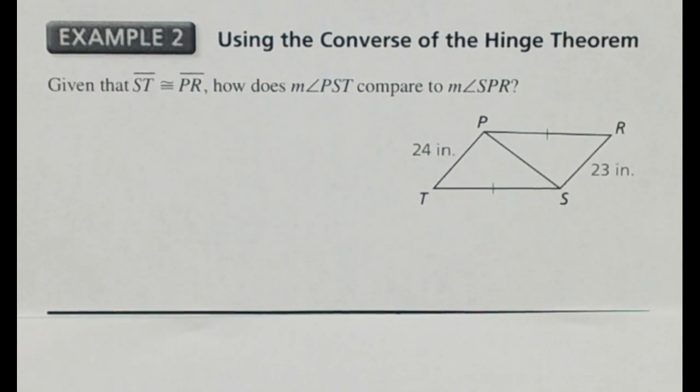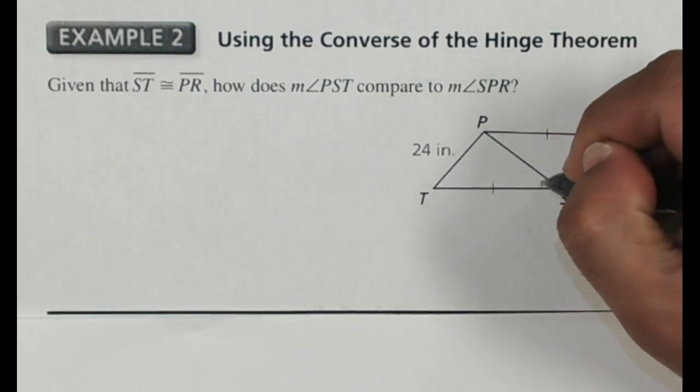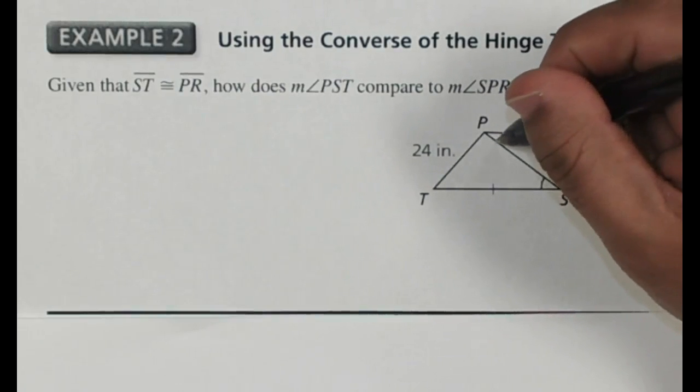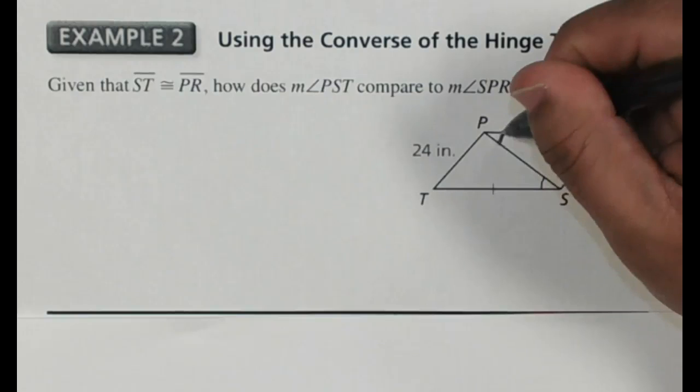Alright, so let's look at an example here using the converse of the Hinge Theorem. We're given that segment ST is congruent to segment PR. That's what the tick marks are for. And we want to look at angle PST, which is this angle right here. How does that compare to angle SPR, which is up here?